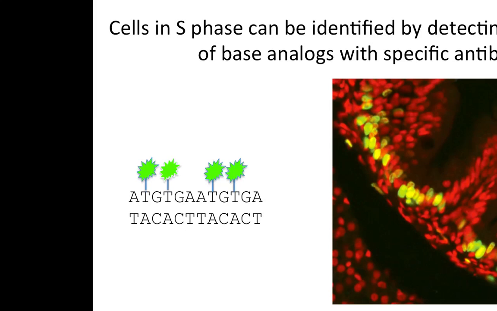BrdU is a thymidine analog. This is a base. When are thymidine analogs incorporated into the DNA? During what phase of the cell cycle? S phase, right? Because during S phase, DNA polymerase is grabbing onto bases and adding them to the growing DNA strand. So cells in S phase can be identified by detecting the incorporation of base analogs such as BrdU. So you have an antibody against BrdU. What we've done is we've used an anti-BrdU antibody that's green.